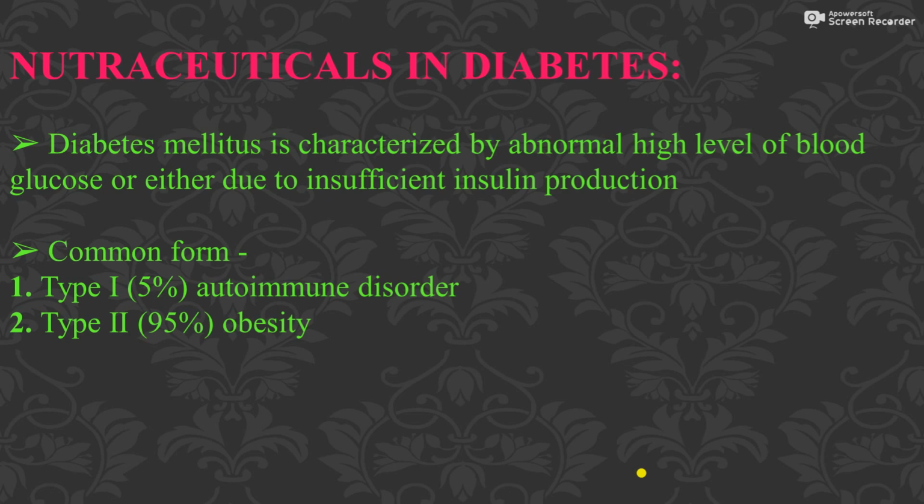Okay, so first disease, that is diabetes. Diabetes mellitus is characterized by abnormal high level of blood glucose, either due to insufficient insulin production. Nutraceuticals in diabetes. न्यूट्रास्युटिकल्सचा डायबेटीसमध्ये रोल काय आहे? Common forms, that is type 1, that is 5%, autoimmune disorder, and type 2, that is 95%, obesity.